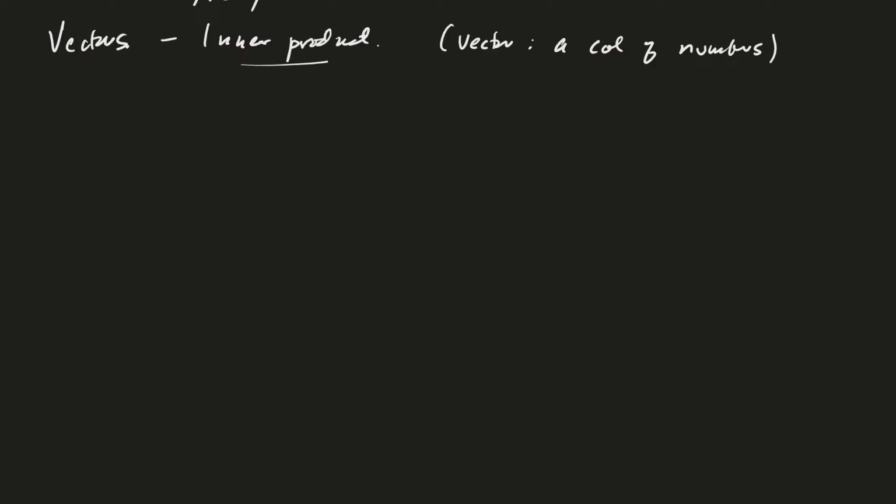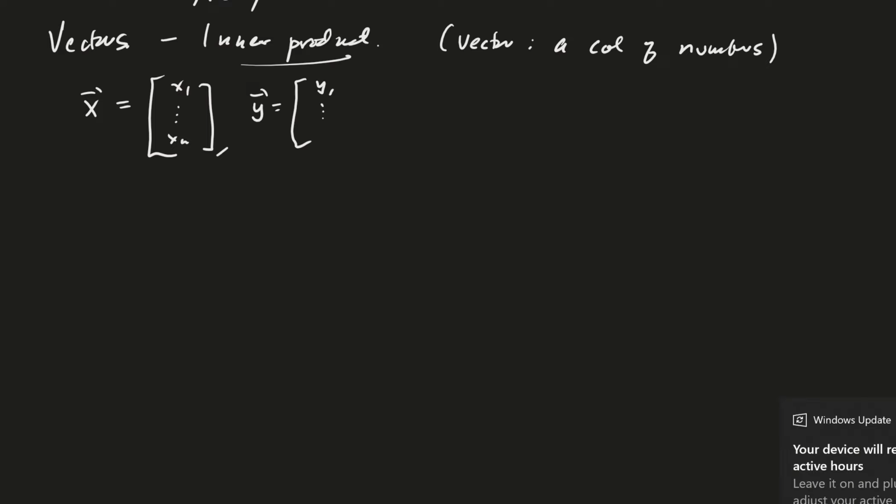Okay, and so what I wanted to talk about was the inner product. And so we know what the inner product is, right? So if x is x1 through xn, and y is y1 through yn.